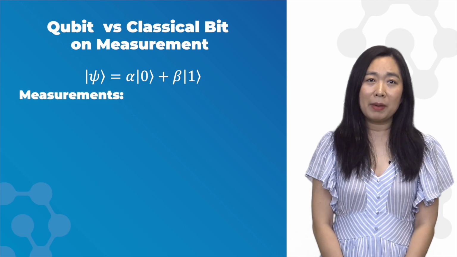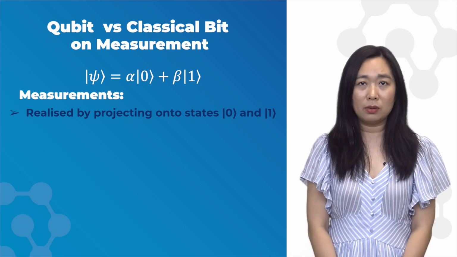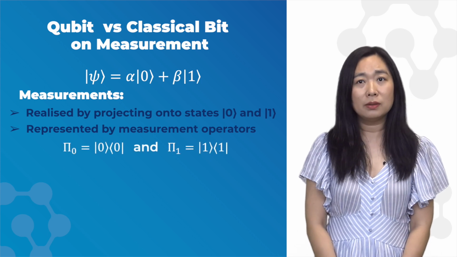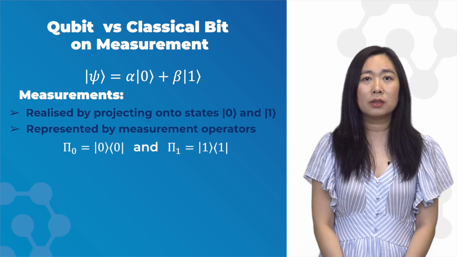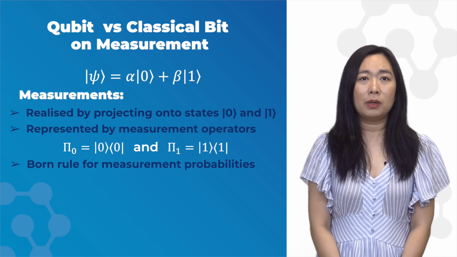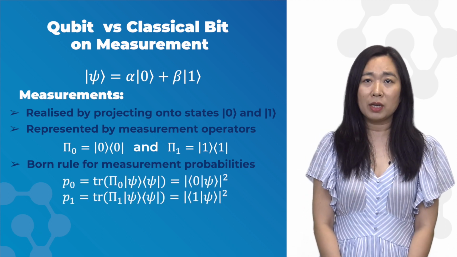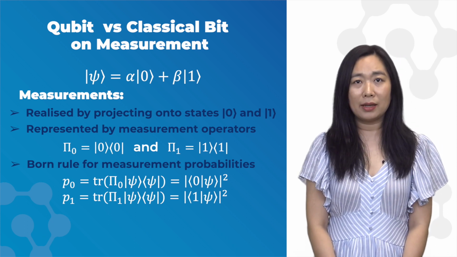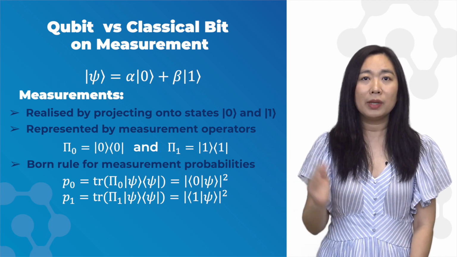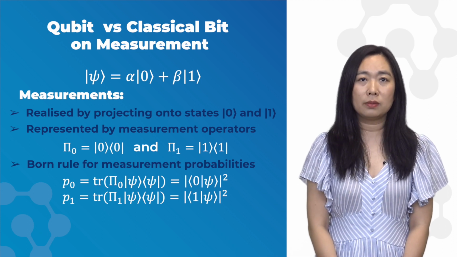Measurements in the computational basis are realized by projecting the qubit state into the basis 0 and 1, represented by the 2 measurement operators π0 and π1. The measurement probabilities are given by the Born rule. The probability of finding the qubit in a state is the trace of the product of the measurement operator and the state. The expressions of P1 and P0 are shown here. The 2 probabilities add up to 1, as they should.